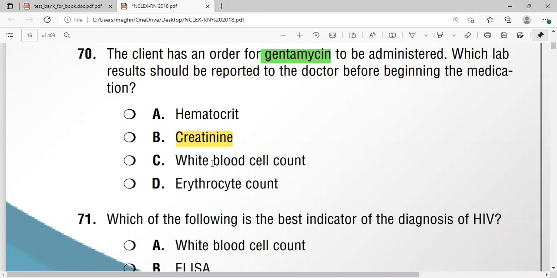Answer C, white blood cell count, is important if the patient has any kind of bacterial infection. So answer C is incorrect because we would expect the white blood cell count to be elevated in this client because gentamicin is an antibiotic. Answer D is incorrect because the erythrocyte count, or red blood cell count, is not particularly significant to check.